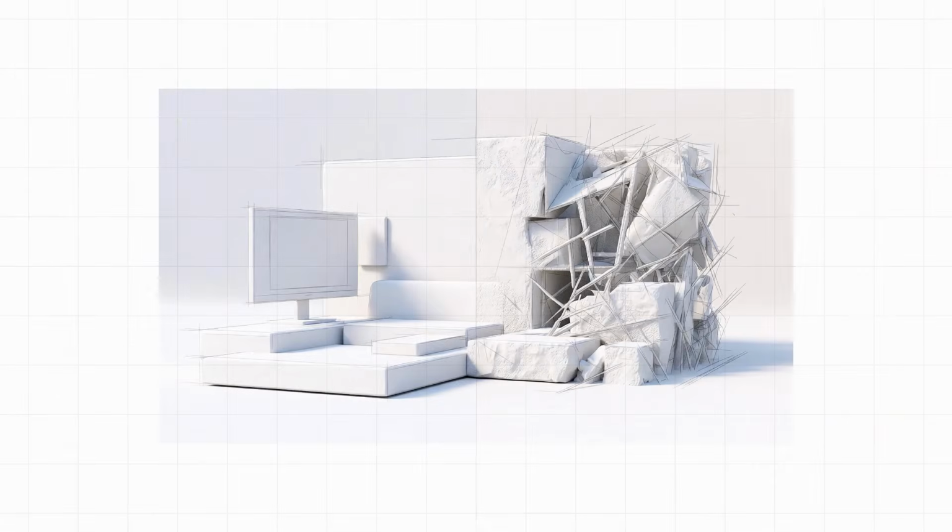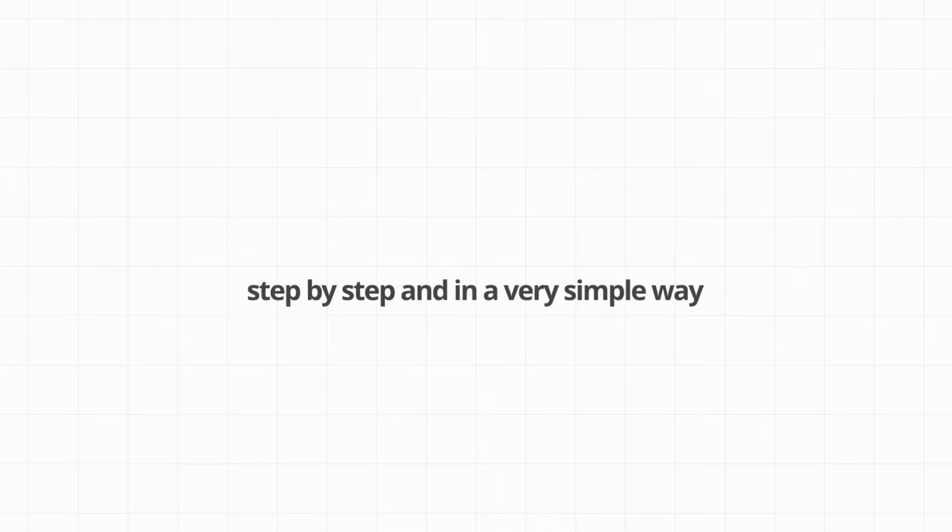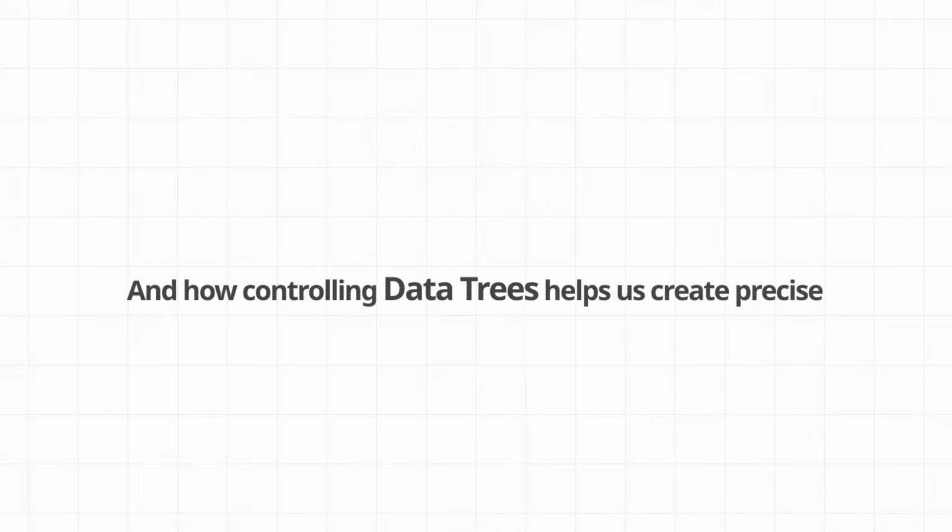specific data. If you've ever seen a component produce a strange output, or your data gets mixed up, or everything suddenly collapses into a single result instead of staying separated, you can be almost sure that the problem wasn't the component itself, but your understanding of data trees. In this video, step by step, and in a very simple way, we're going to understand what a data tree actually is, how it's different from a normal list, and how controlling data trees helps us create precise, professional outputs.